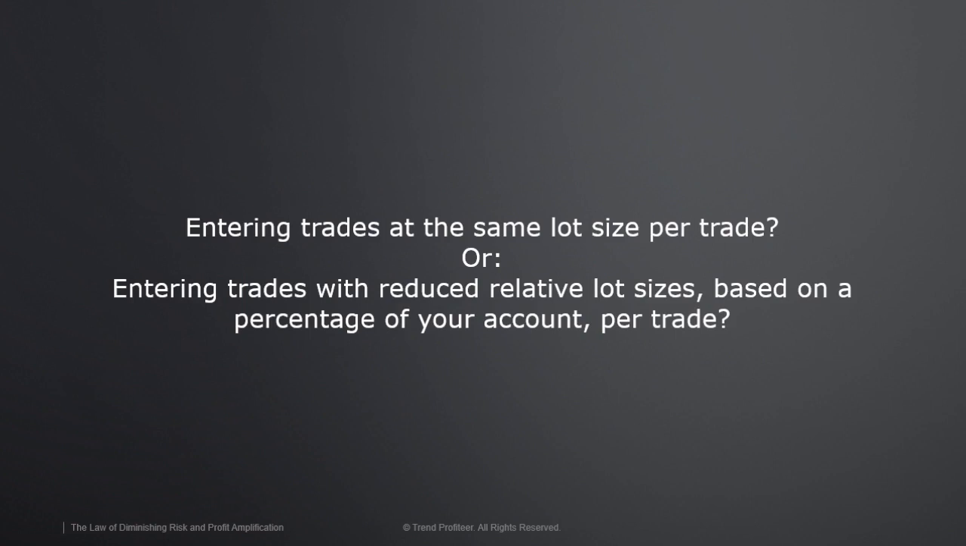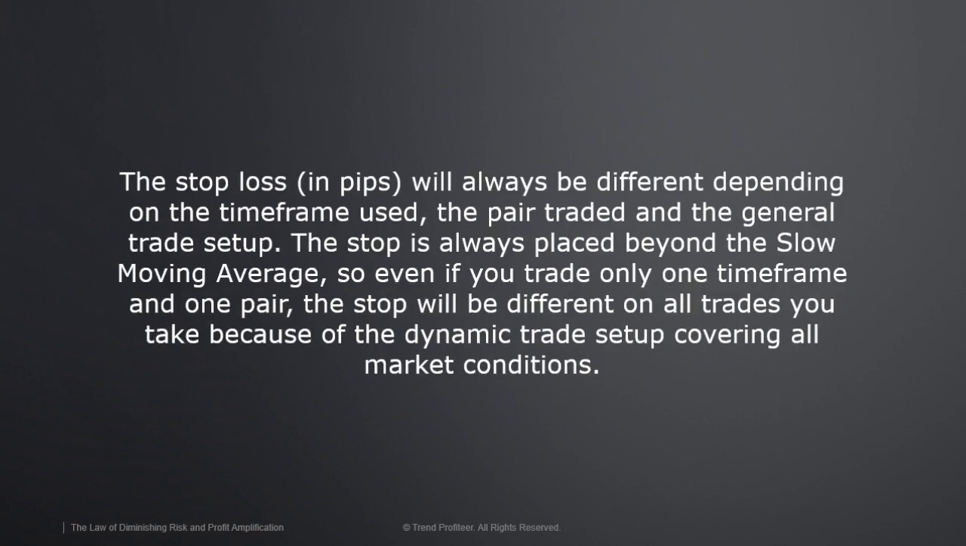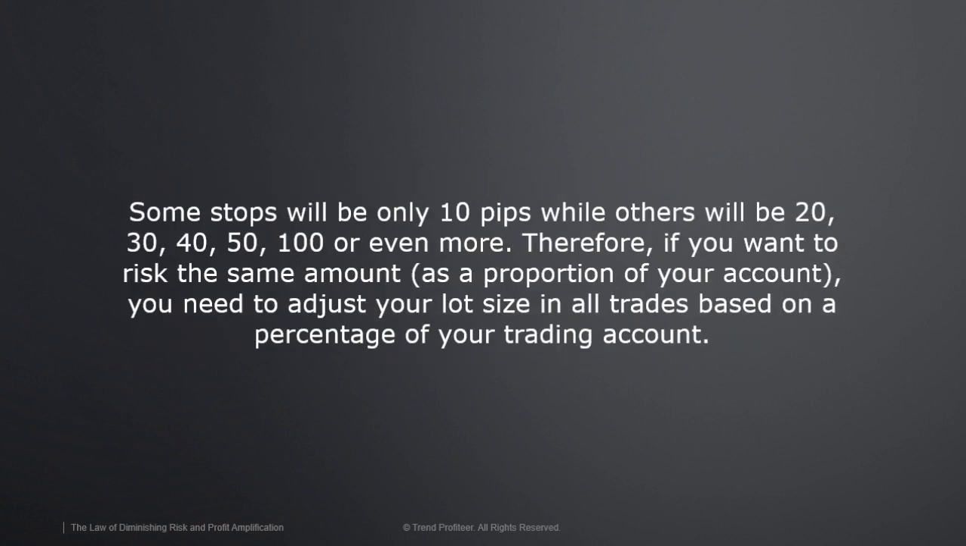Entering trades at the same lot size per trade, or entering trades with reduced relative lot sizes based on a percentage of your account per trade. The stop loss in pips will always be different depending on the time frame used, the pair traded, and the general trade setup. The stop is always placed beyond the slow moving average as per the Trend Profiteer trading rules. So even if you trade only one time frame and one pair, the stop will be different on all trades you take because of the dynamic trade setup covering all market conditions. Some stops will be only 10 pips, while others will be 20, 30, 40, 50, 100, or even more.